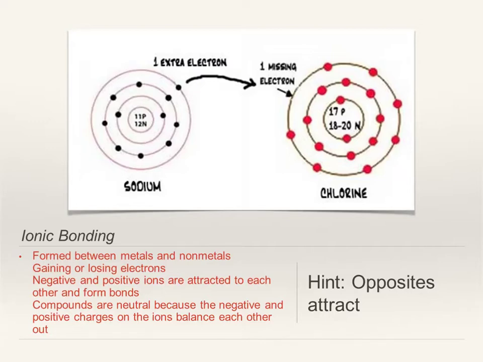The same concept goes into ionic bonding. Once a compound is formed, the overall compound is neutral because the negative charge and the positive charge on the ions end up balancing each other out. So everything ends up being the same amount of plus signs as you would see negative signs.